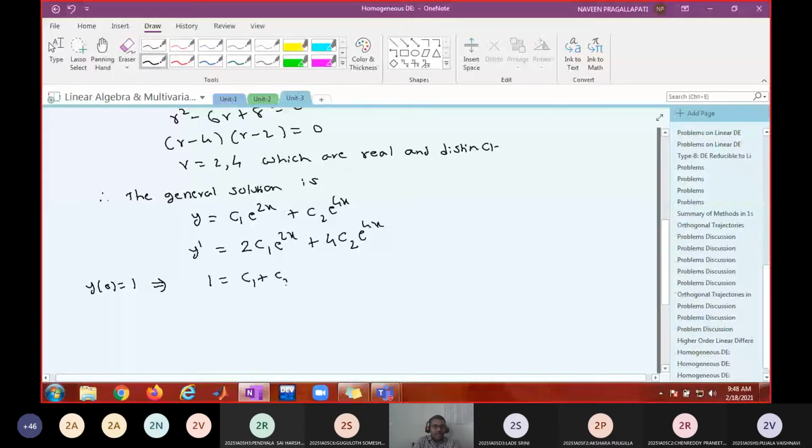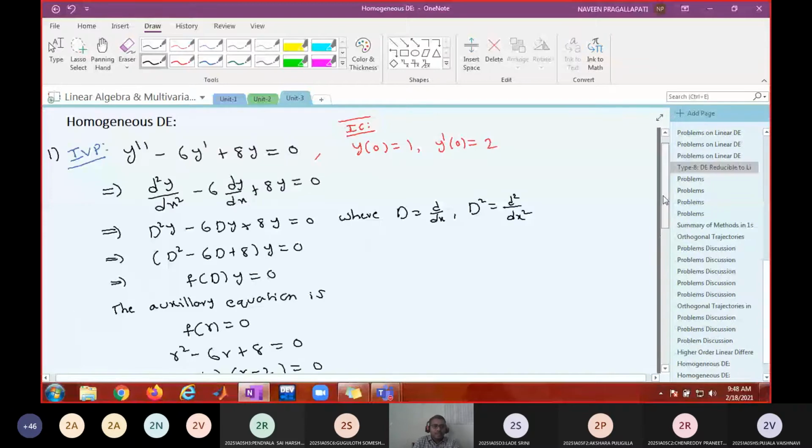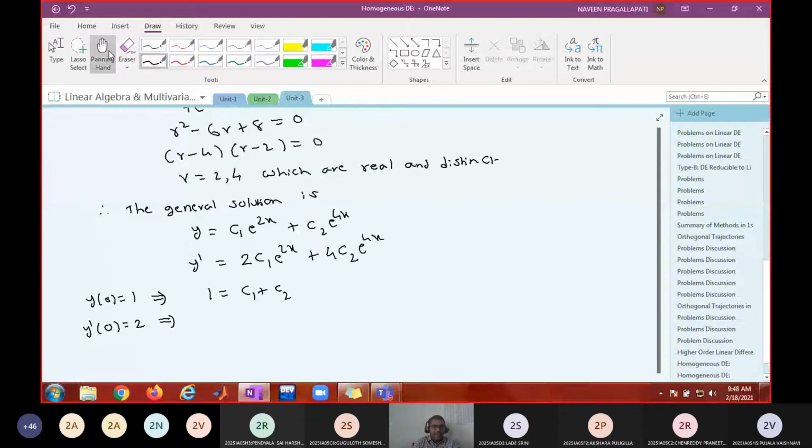And y dash of 0 equal to, what is y dash of 0? y dash of 0 is equal to 2. So that means when x equals 0, the y dash value is 2. Substitute y dash equal to 2 and x equal to 0. Then what do you get? 2 equals 2c1 plus 4c2.